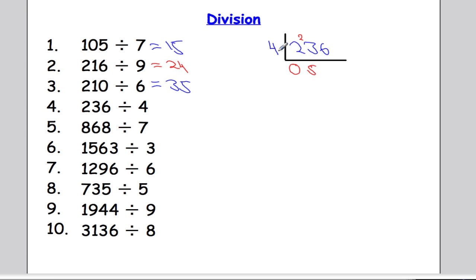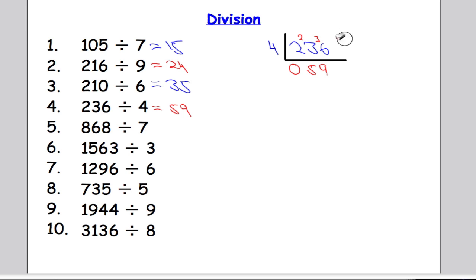5 times 4 is 20, leaving a remainder of 3. And then how many times does 4 fit into 36? It goes in 9 times. So 4 into 236 goes 59 times.